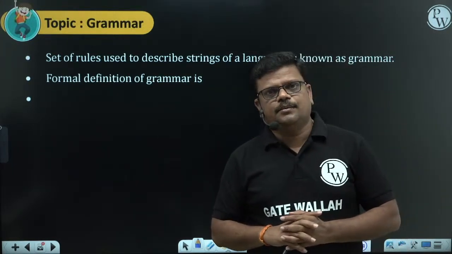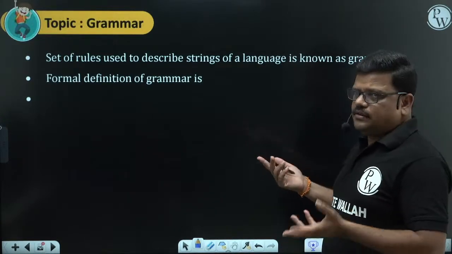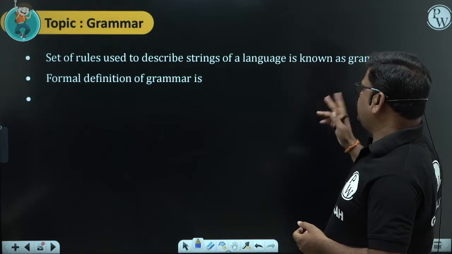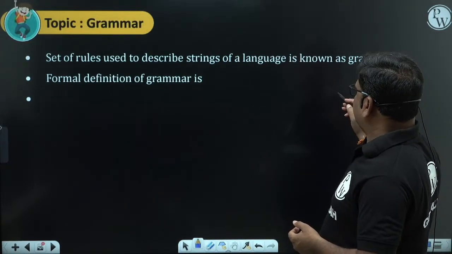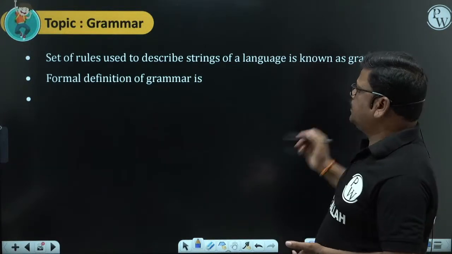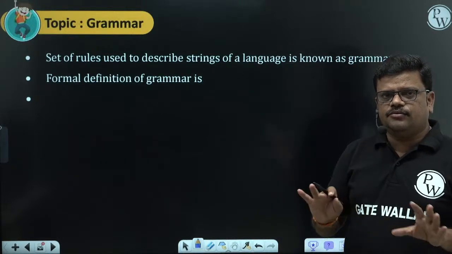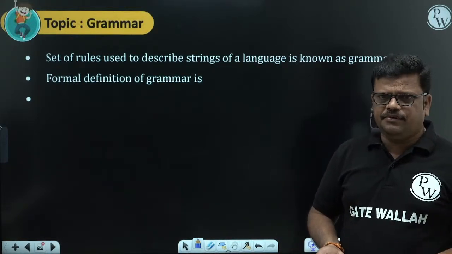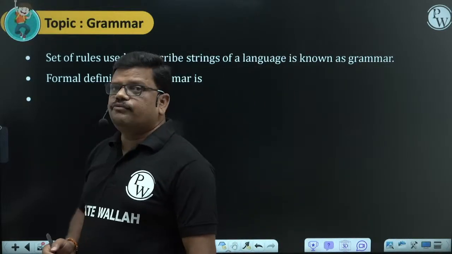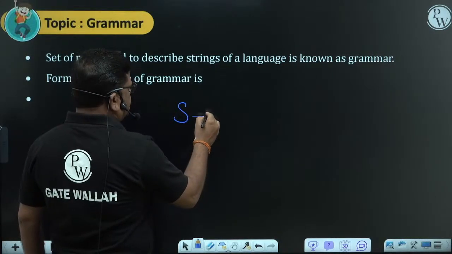What exactly is grammar? What is a grammar? The normal definition, like English grammar: a set of rules used to describe strings of a language is known as grammar. Grammar is nothing but just a set of rules. That's all. Everywhere that is a grammar. Grammar means rules. But here these rules look in a different way. So generally the grammars here look like this.